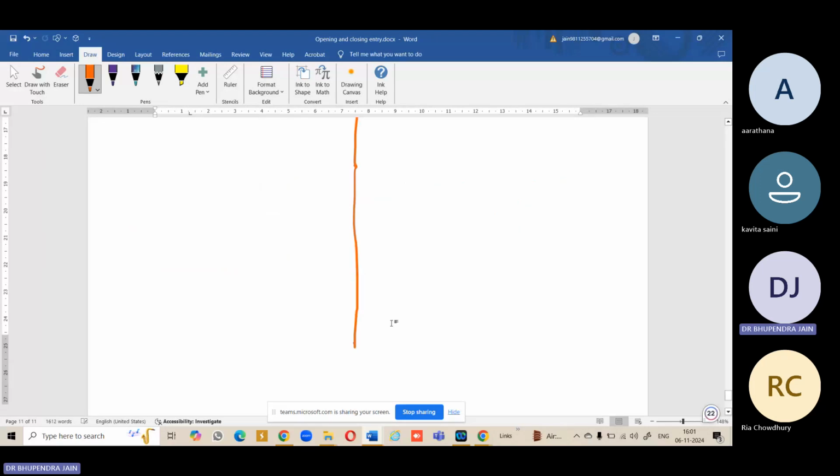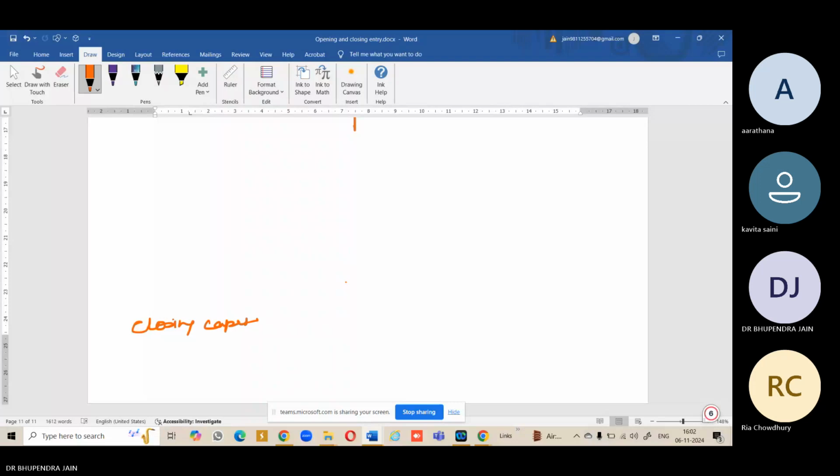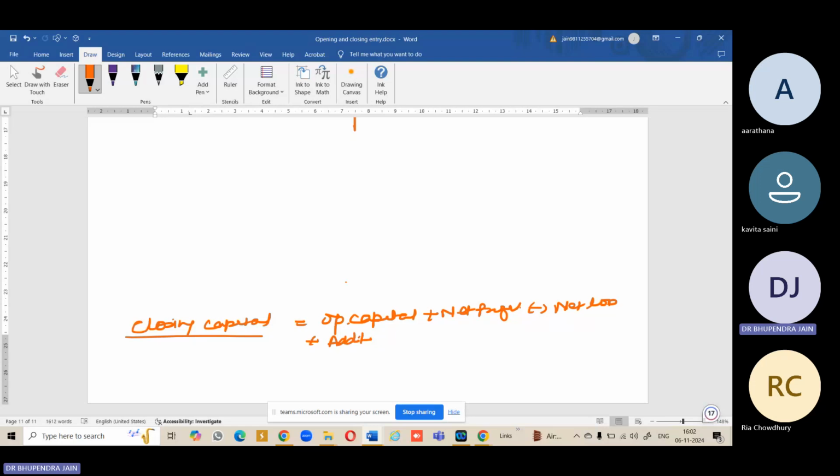In the last class, we have discussed the closing capital. How to calculate the closing capital? Opening capital plus net profit होगा और minus net loss, plus additional capital and minus drawings.